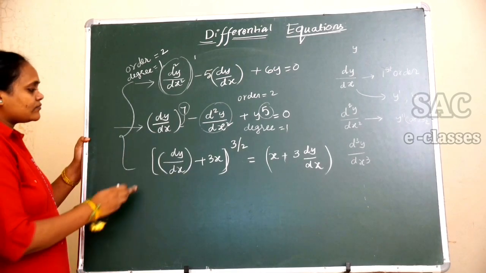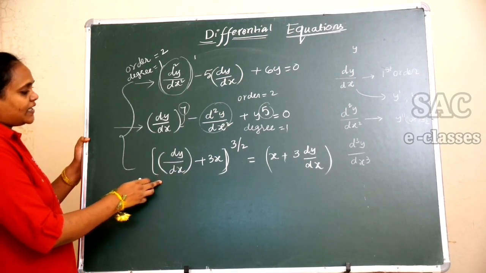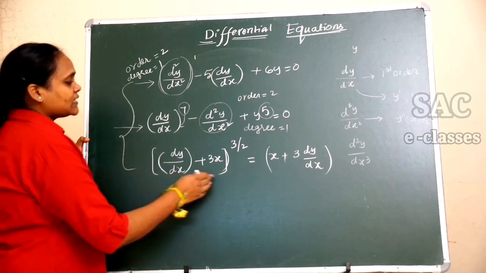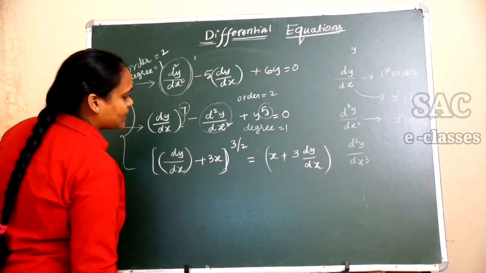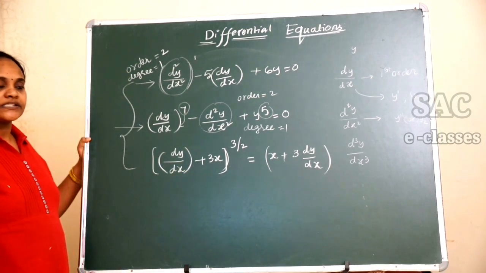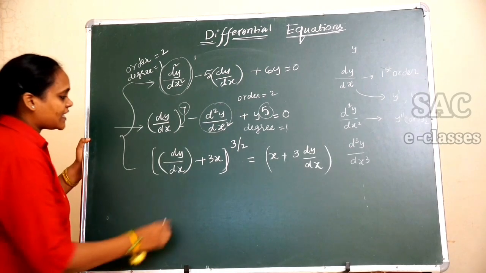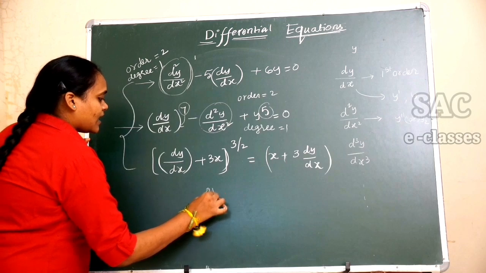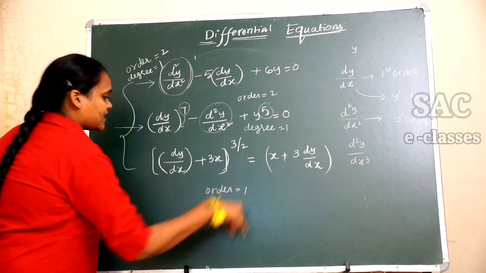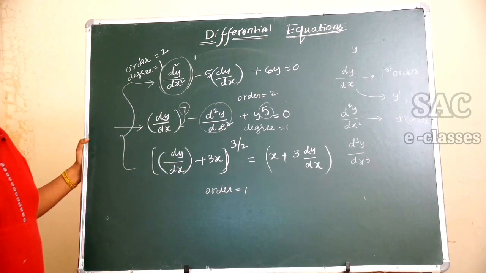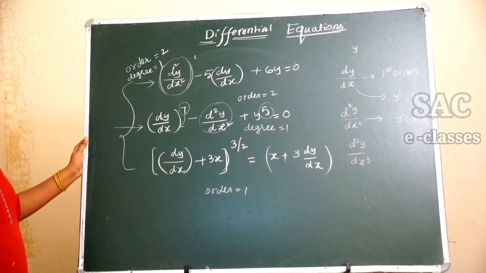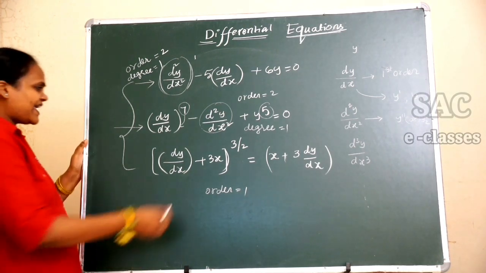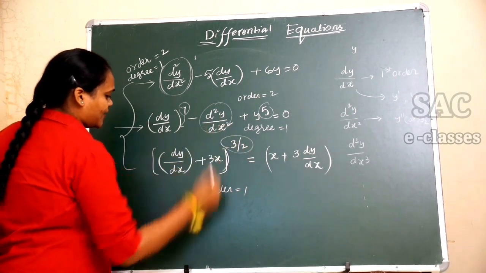Coming to here, dy by dx plus 3x is equal to x plus 3 into dy by dx is there. So clearly there is no change in the order. The highest order is 1 only, so order is 1. Then what is the degree here? Can we take the degree as 3 by 2?